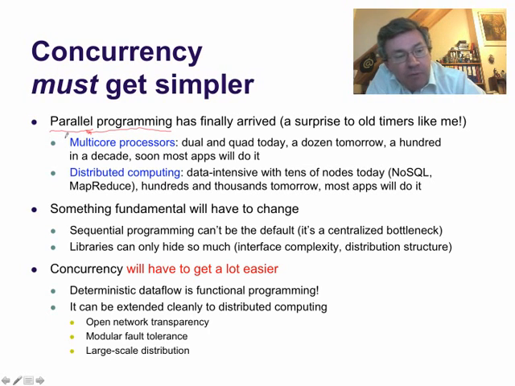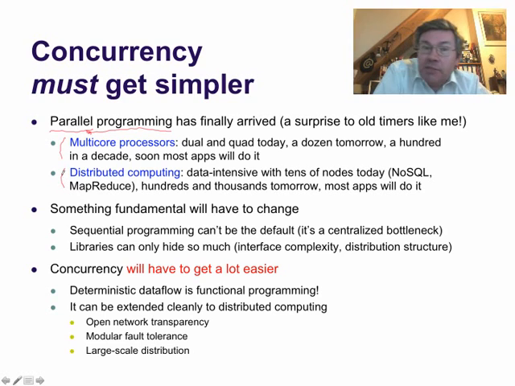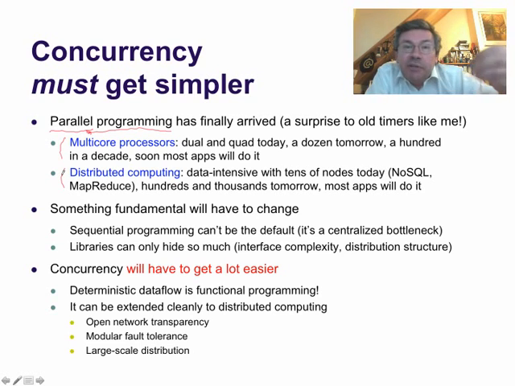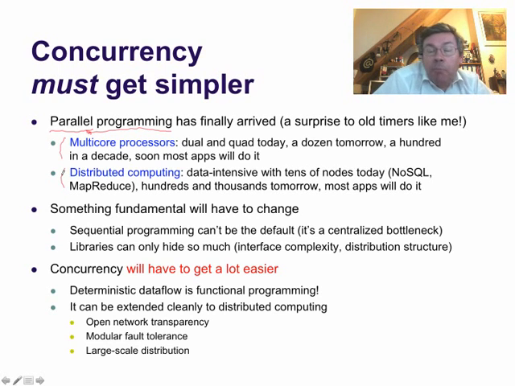And there's two examples of that. One is multi-core and the other one is distributed computing. So multi-core, multiple processing cores on a single chip, dual core, quad core, very used today, a dozen tomorrow, 100 in a decade, and the few applications that don't do it will soon do it. So multi-core gives us parallelism because chip densities are still increasing according to Moore's law, but the clock speeds are not increasing. So this gives naturally multi-core.